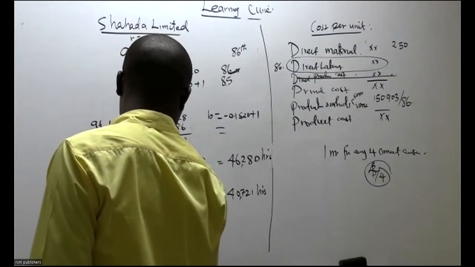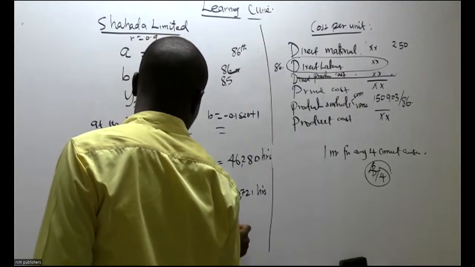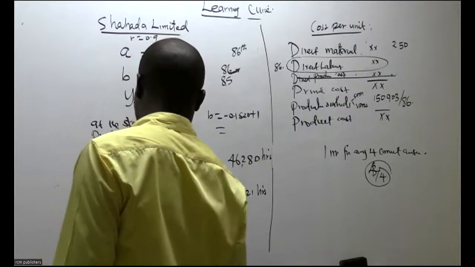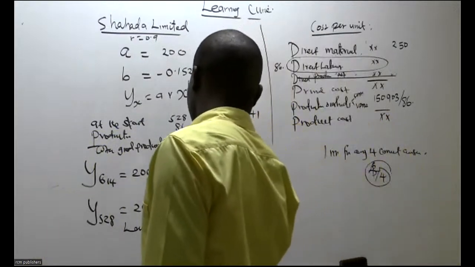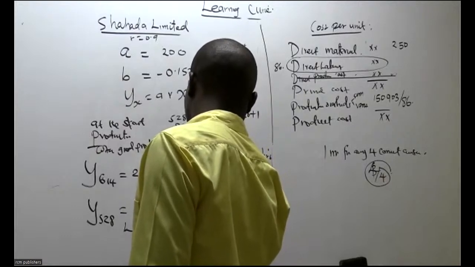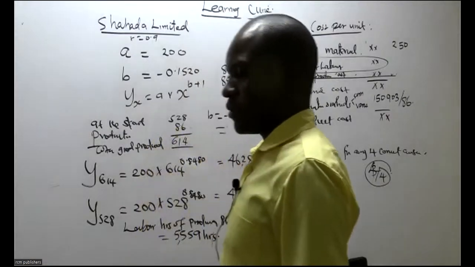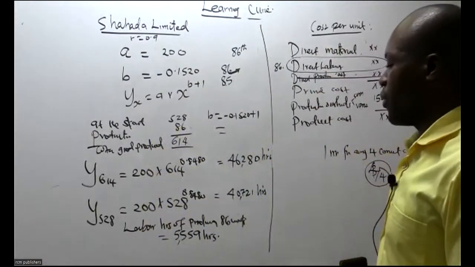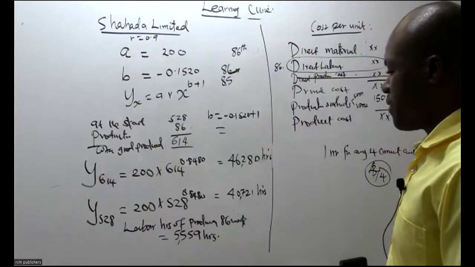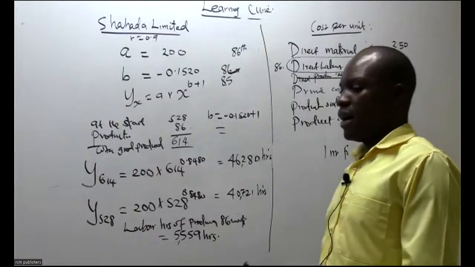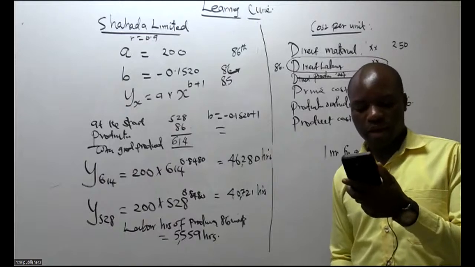Then the labor hours of producing 86 units during the period is 559 hours. Good. Now we have 5,559 labor hours. Look at our additional information number 2.